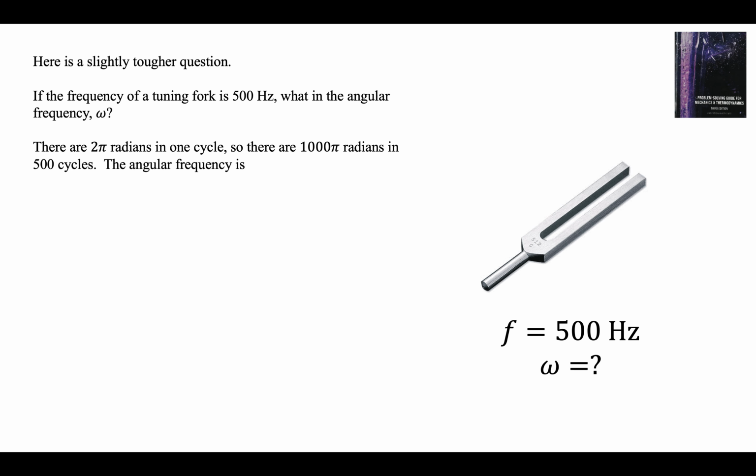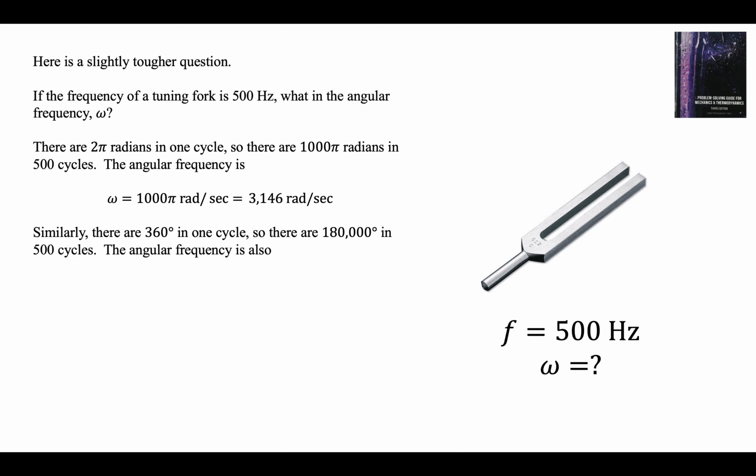There are 2 pi radians in one cycle. So there are 1,000 pi radians in 500 cycles. The angular frequency is 1,000 pi radians per second, or if you like, 3,146 radians per second. If you want, you can give it to me in degrees. There's 360 degrees in one cycle, 180,000 degrees in 500 cycles. So the angular frequency is 180,000 degrees every second.